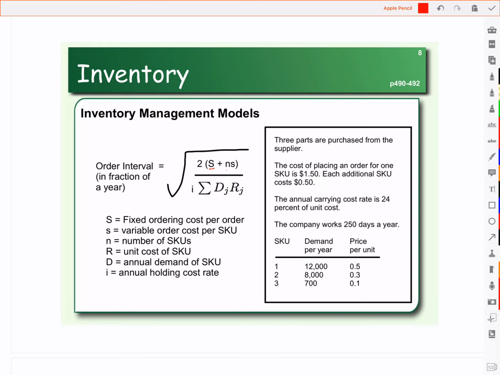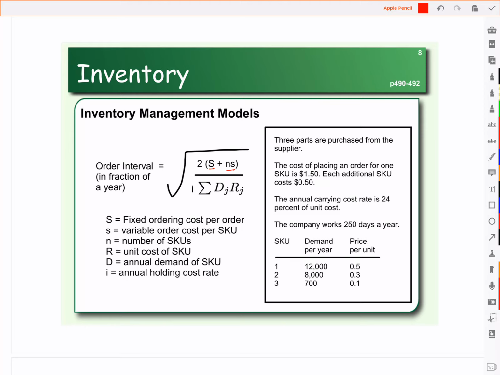So what you see here, this N times S, is the number of different SKUs or different types of product you're ordering times the ordering cost per product. So think about, okay, well, I'm Home Depot, and from my supplier, I need doorknobs, and I need screws, and I need nails. Okay, so 3 different types of product, 3 different SKUs. There's going to be a cost to place the initial order to the supplier, and then a cost related to the number of different types of product I order.